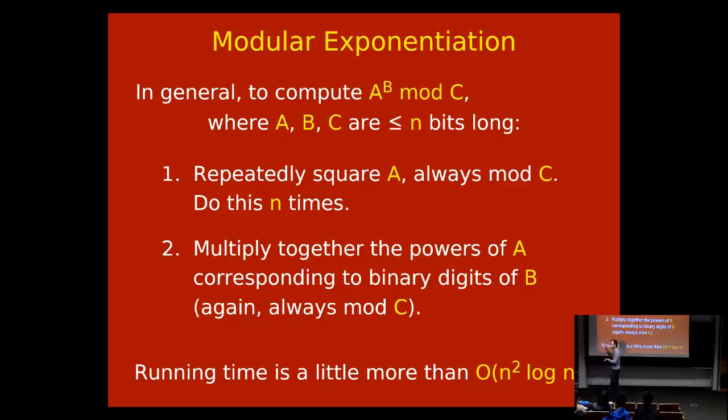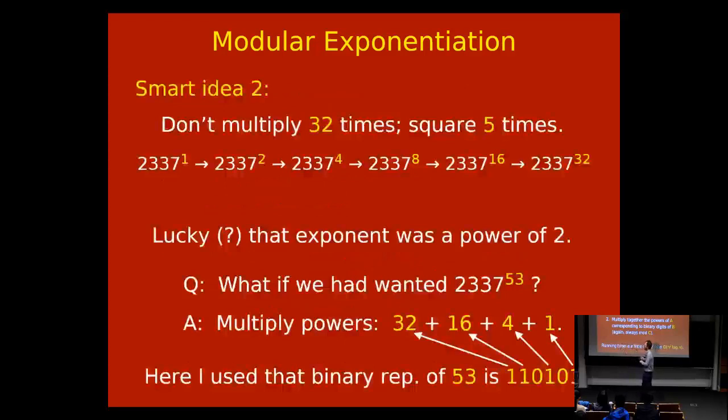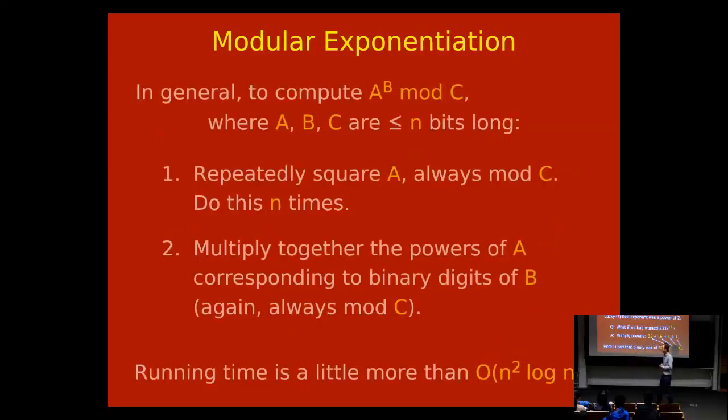And now you have a to the power of 1, 2, 4, 8, 16, et cetera. And you look into the binary expansion of b. It tells you that b is the sum of some powers of 2. And you multiply together those powers of a that you cooked up, that were to the power of powers of 2, to get a to the b. Just like in this case, we can get this thing to the 53 by taking the 32, 16, 4, and 1 and multiplying them together.